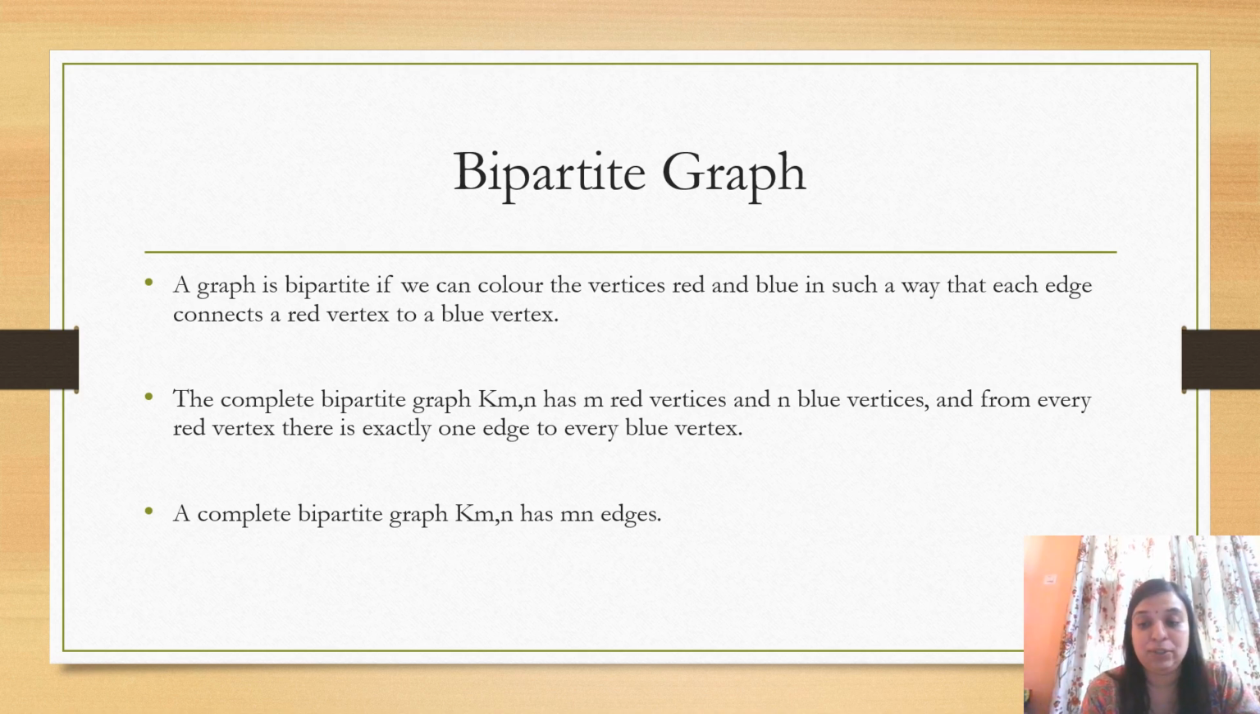And as by the definition of complete, if every red vertex is connected to every blue vertex, then the graph is called a complete bipartite graph, and it is denoted by K_{M,N}, where M is the number of red vertices and N is the number of blue vertices. So K_{M,N} is a complete bipartite graph, and K_{M,N} obviously will have M times N edges.